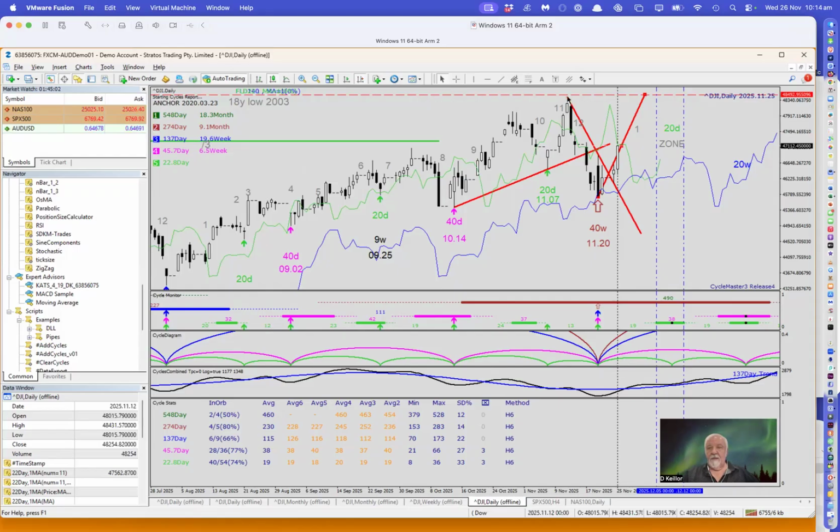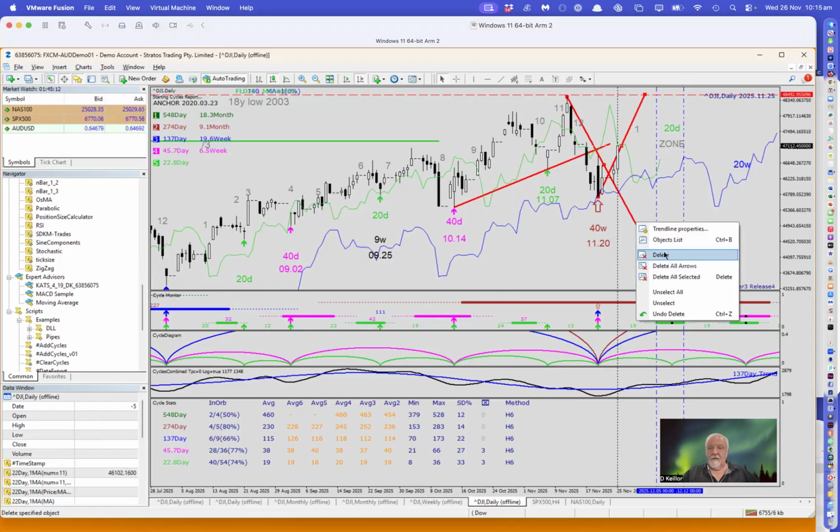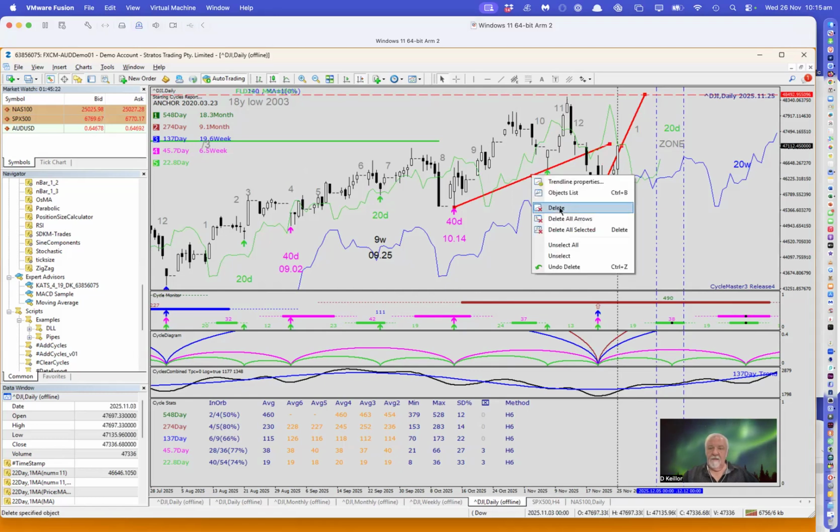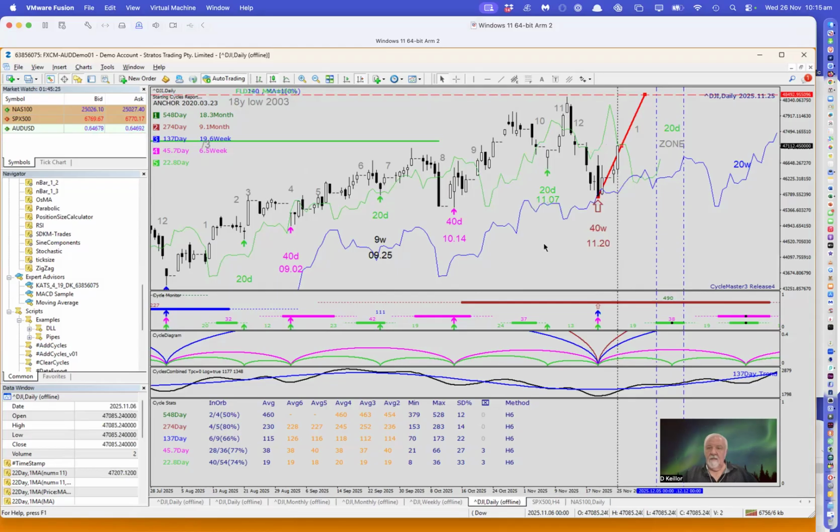Our downward sloping valid trend line has done its job. We can get rid of that. It's been crossed to the upside, which confirms that the low is in. And we've got an old valid trend line back here, which we can delete. All fresh, new. Rinse and repeat. Here we go again.